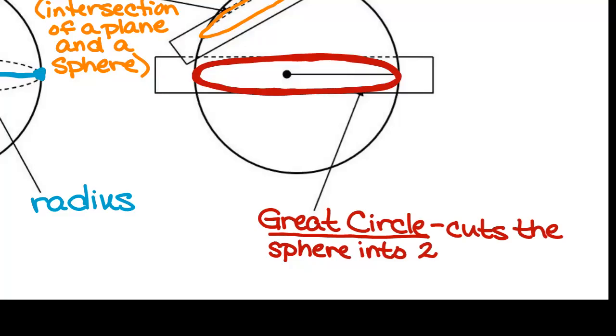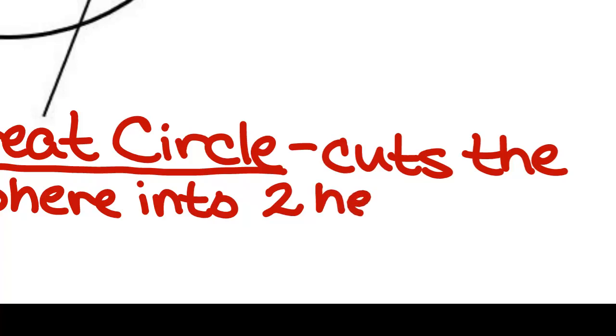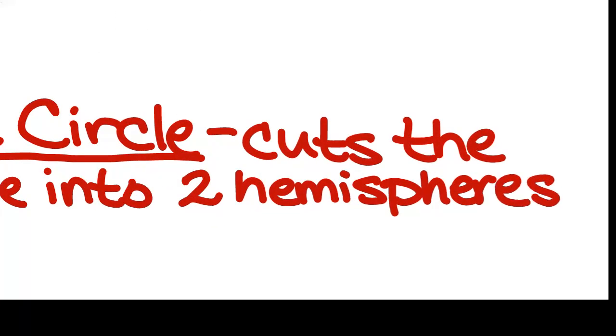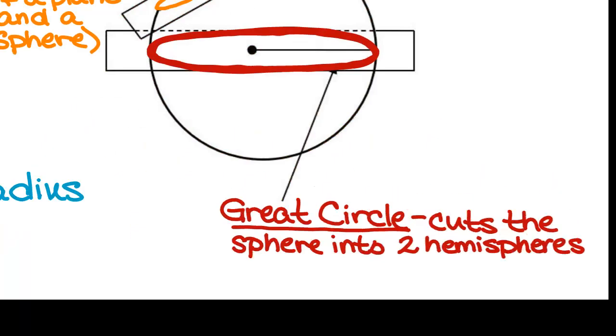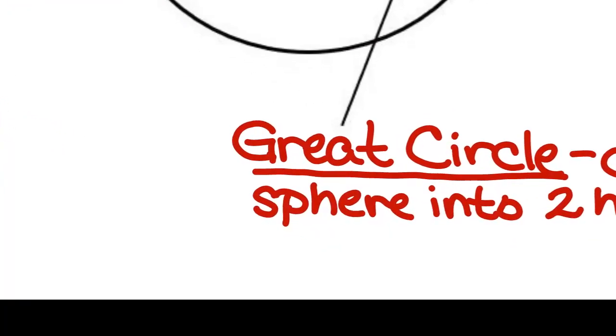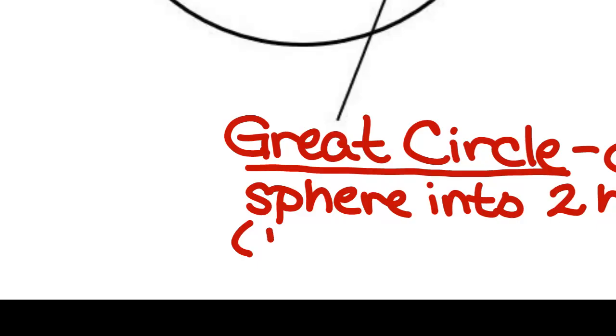Yes. What do we call a half sphere? You guys might have heard this word in geography before. When you talk about a globe, what is half the globe called? A hemisphere. So the great circle cuts the sphere into two hemispheres. This is the cross section through the center of the sphere.